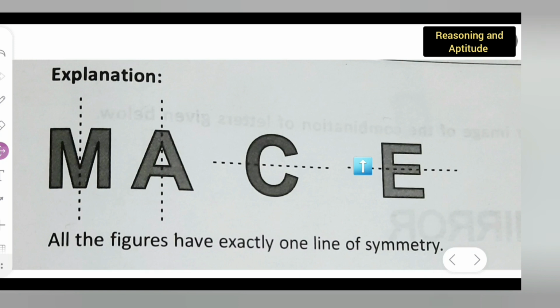Okay, you can take down the explanation. All the figures have exactly one line of symmetry. This is the explanation part. Okay. So I'll wind up my class here only today, and in the next class the topic will be mirror images. So I hope you all have understood. Okay.